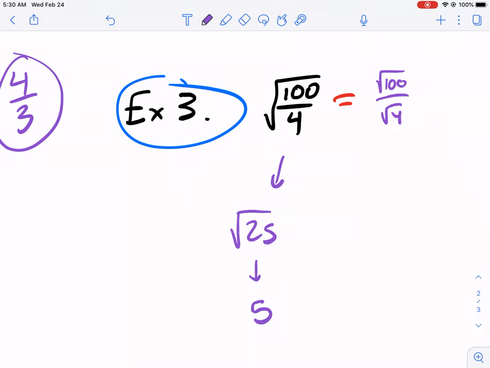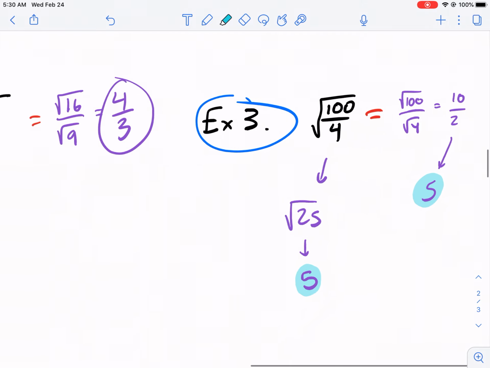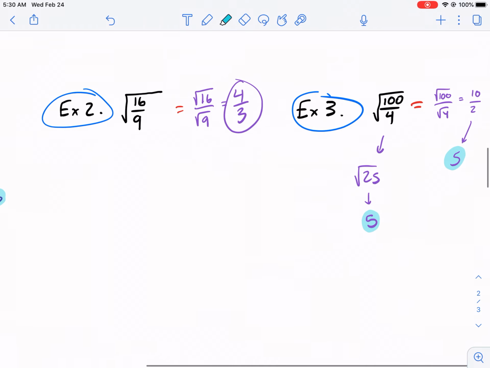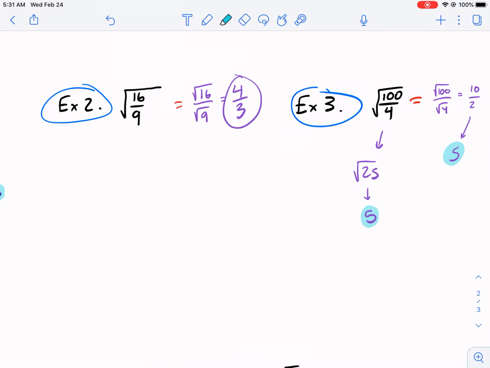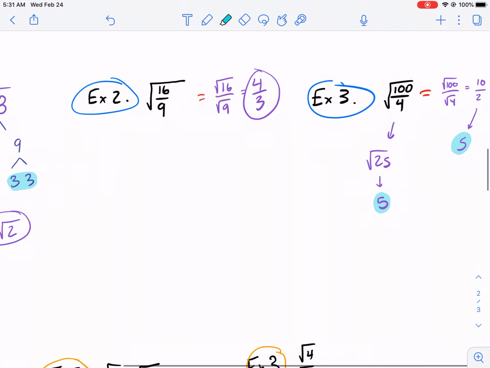Okay, what's this going to give us? The square root of 100 is 10. The square root of 4 is 2. So this becomes 10 over 2. This becomes 5. Notice how we get the same thing even when we split it up into 2 different methods. Okay, so that's just to show you how it works. You can use either one in this particular case, but in some cases you'll have to use one versus the other.